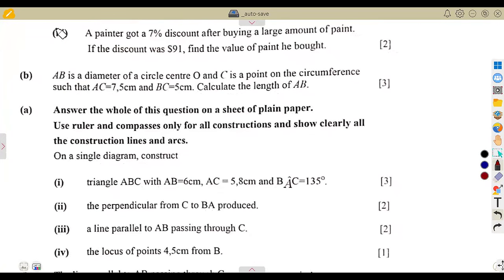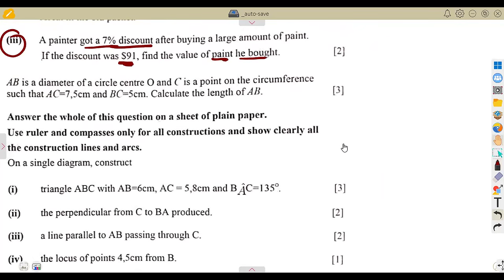Then item 2, you are given a painter who got a 7% discount. That's a decrease after buying a large amount of paint. So we want to be careful there. If the discount was $91, find the value of the paint he bought. Okay. This question, if you're not clear, you are going to answer it wrongly, because the 7% that we are seeing here, that is the discount. And they are saying if the discount was 91, if the discount, not the price after the discount, no.